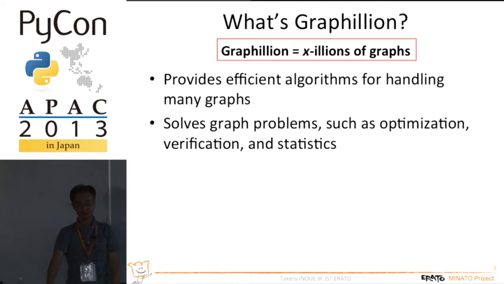Graphillion provides efficient algorithms that handle a huge number of graphs. Graphillion is named after millions of trillions of graphs. It can be used to solve a variety of graph problems, such as optimization, verification, and statistics.